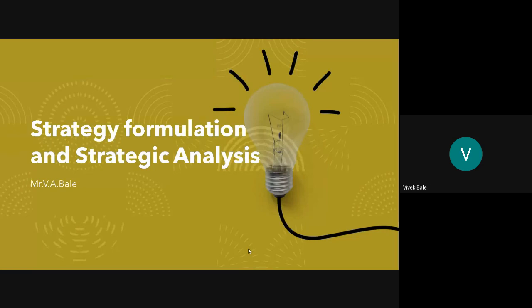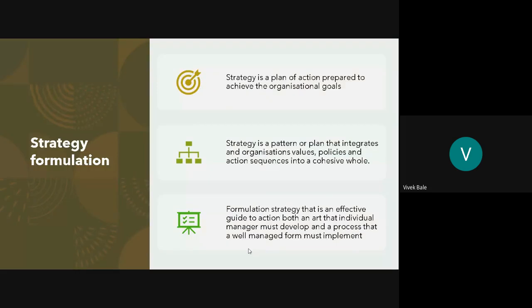Today we will discuss the second topic, that is strategy formulation and strategic analysis. So basically, when I say strategy formulation and strategic analysis, you should first take into account how the strategy is going to take place. To develop a strategy, what is the requirement? The first requirement is a strategic plan. A strategic plan is nothing but a plan of action which is prepared to achieve the organizational goals.